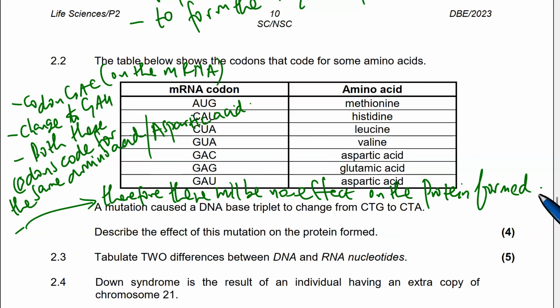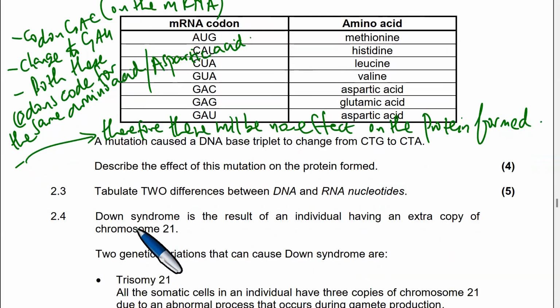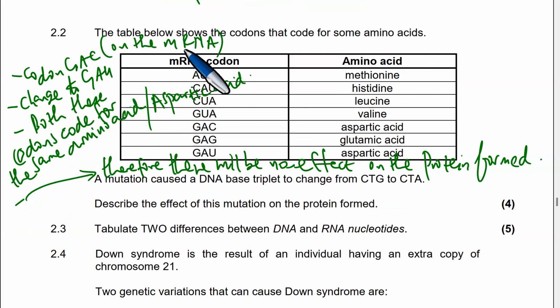Okay, quickly. The table below shows the codons that code for some amino acids. A mutation caused a DNA-based triplet to change from CTG to CTA. Describe the effect of this mutation on the protein formed. The codon GAC on the mRNA actually changed to GAU. Both these codons code for the same amino acid, aspartic acid. Therefore, there will be no effect on the protein formed.